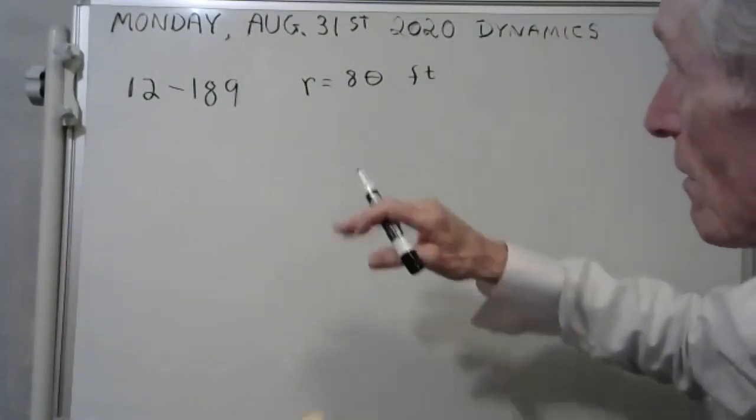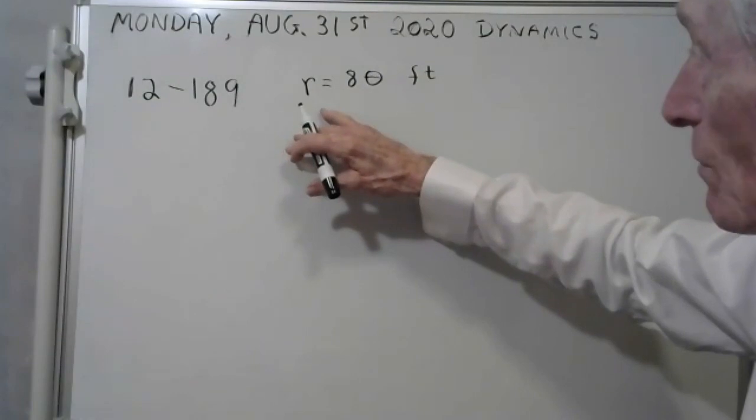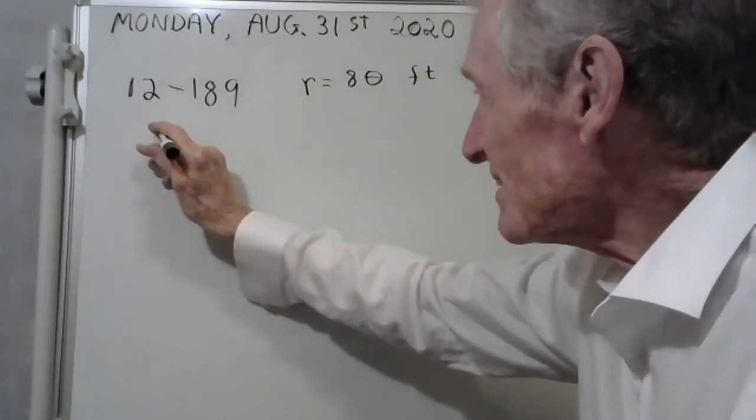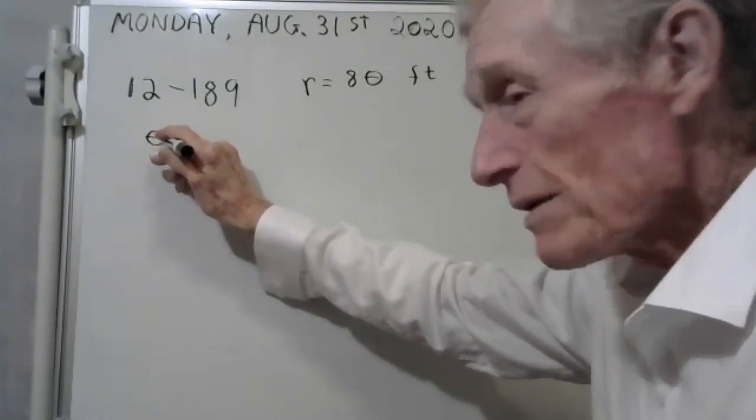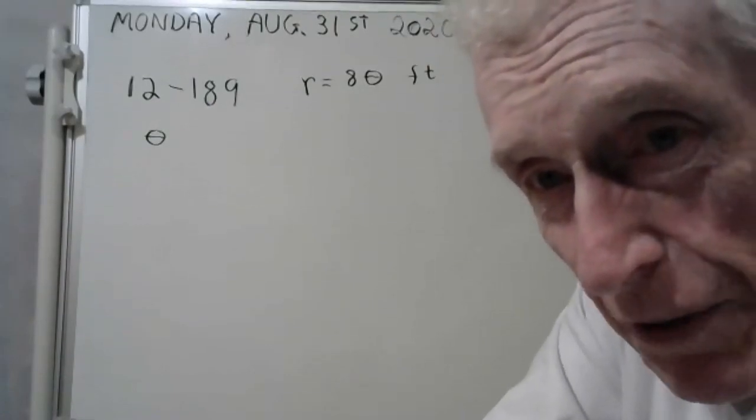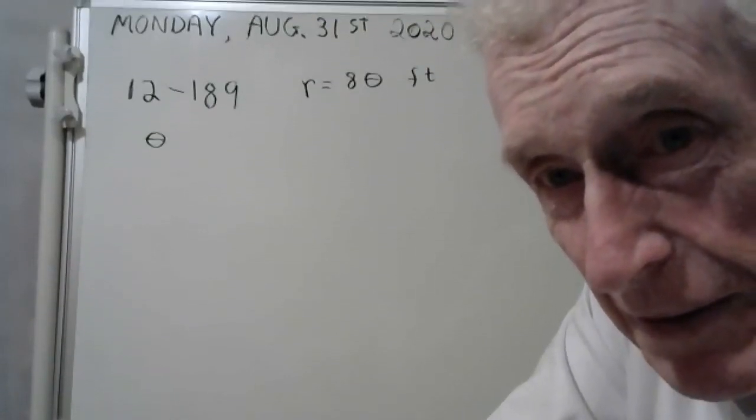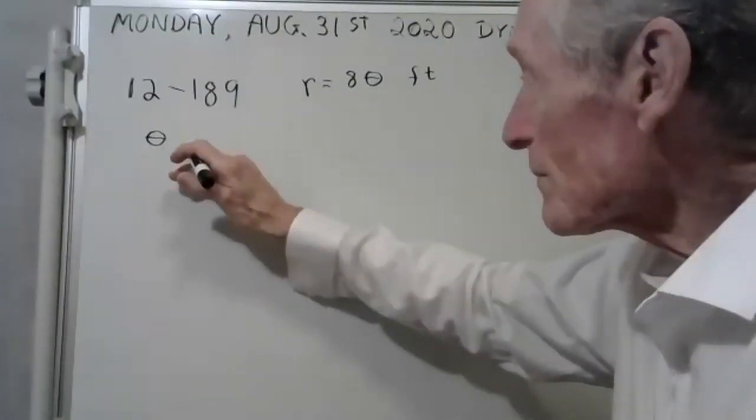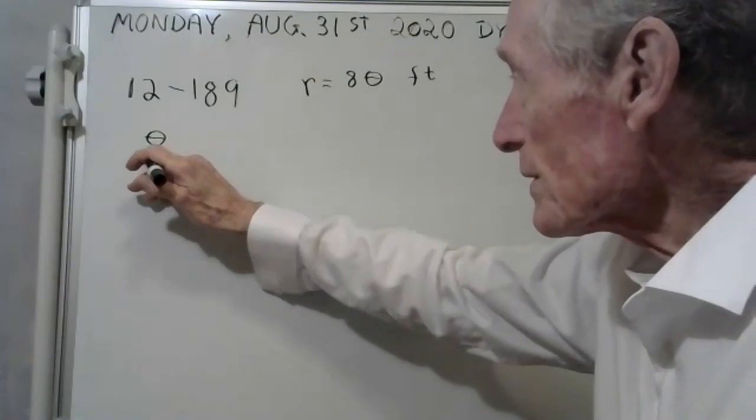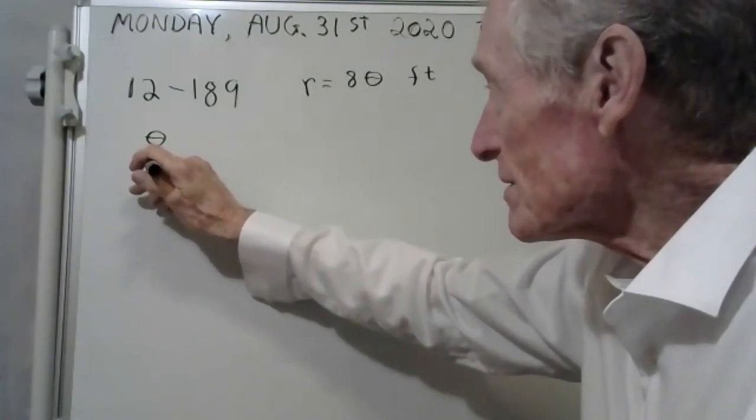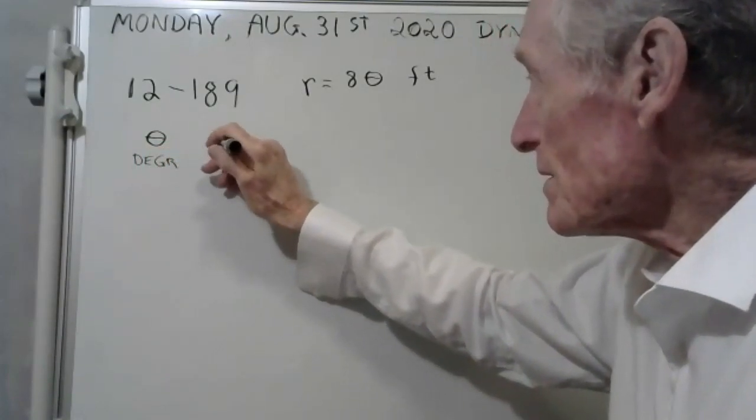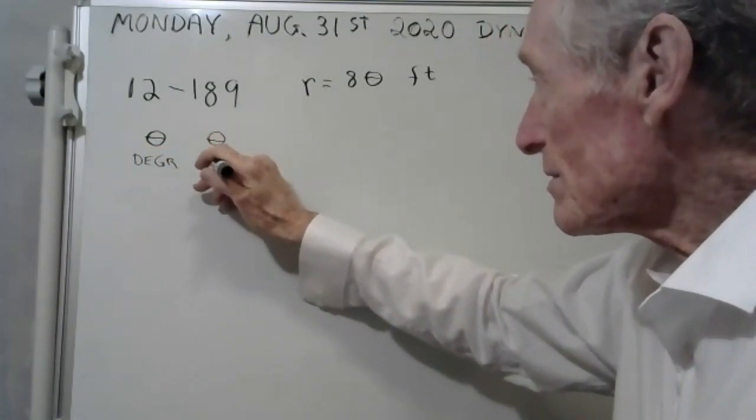Here goes. Now, let me make a table here of theta. We'll make a little table of theta. Yeah, there we go. Theta. You know what? We could have degrees, but they want radians.